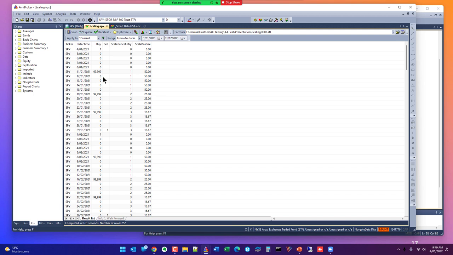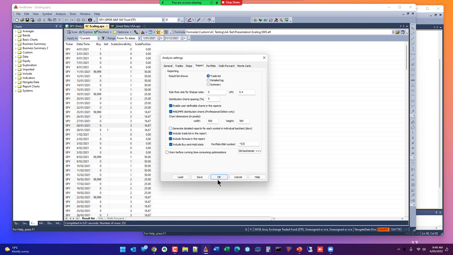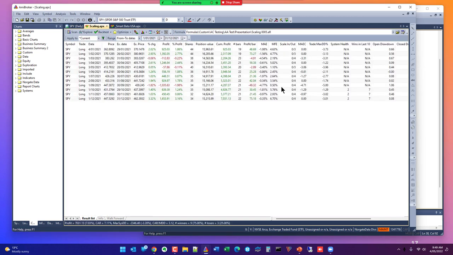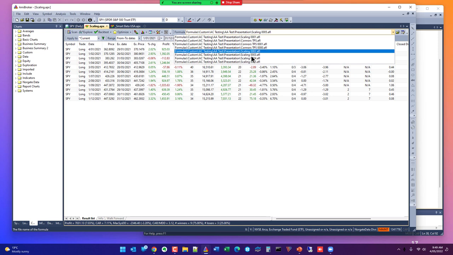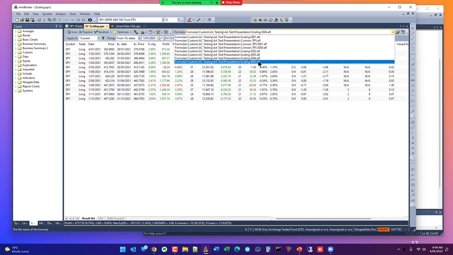So here we go. Scaling out, as before, 50, 25, 16, etc. And if we look at the trade list quickly. Okay, so similar scale outs. What we should see is a different profit value at the end. So 7% on the new one and 8.8% on the previous one.